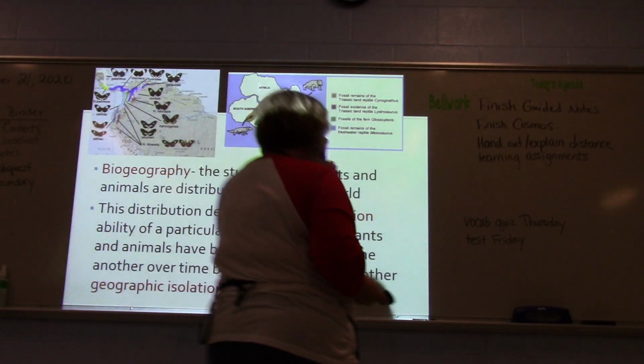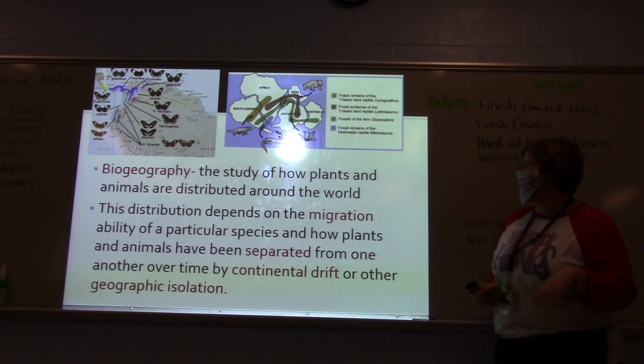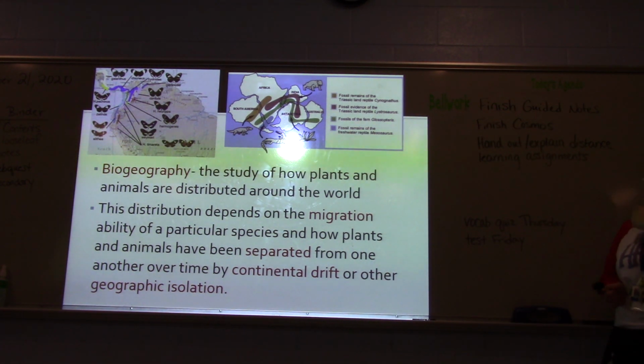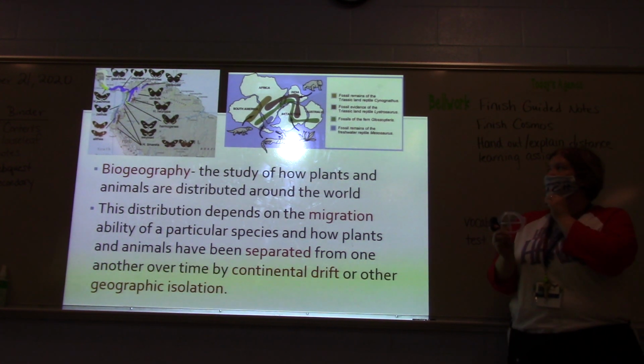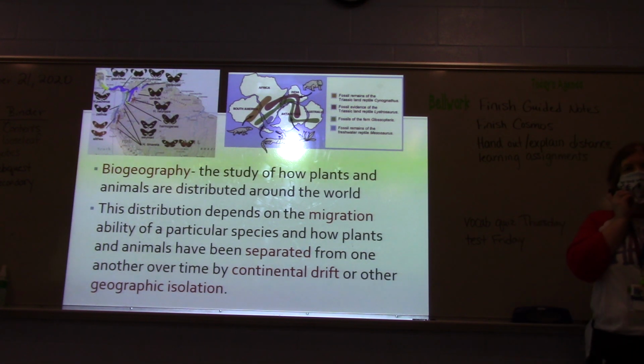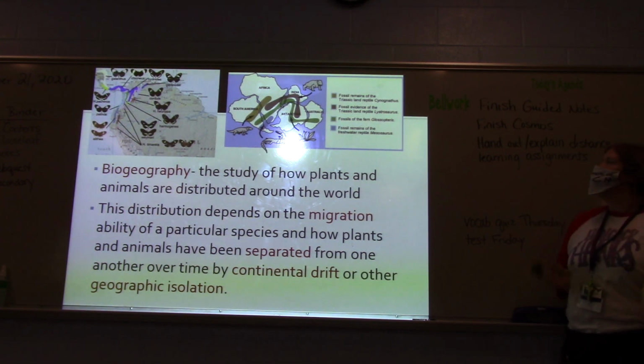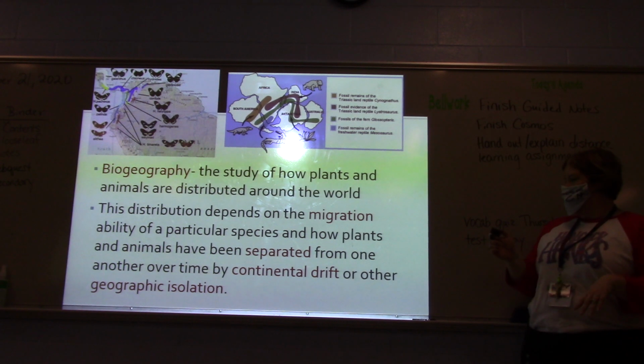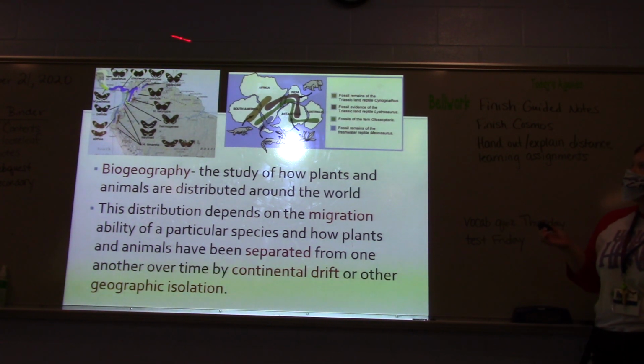Okay, so more evidence of how things are related is by biogeography. This is the study of plants and animals, how they're distributed around the world. So remember that at one time all of the continents were together. What was that called? Pangea. Okay, and because of Pangea, we have animals that are found on 2 different continents because they crossed over, because they were able to back then.